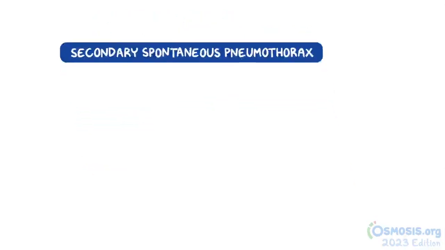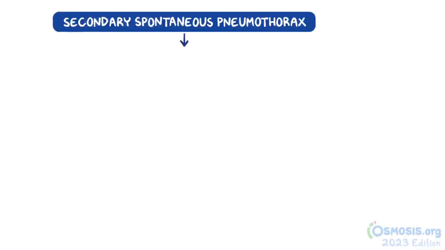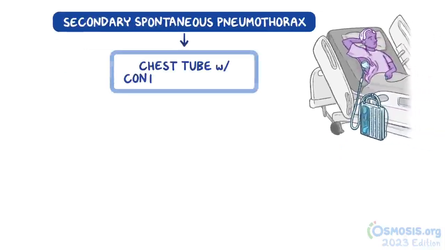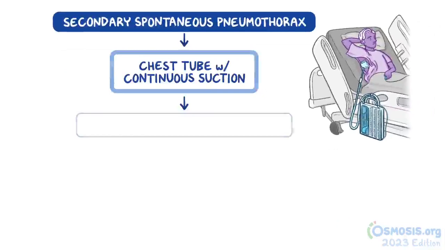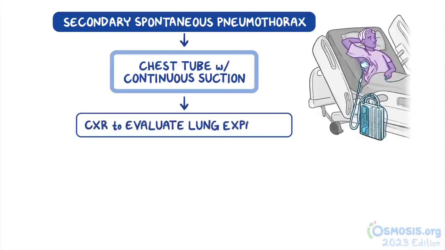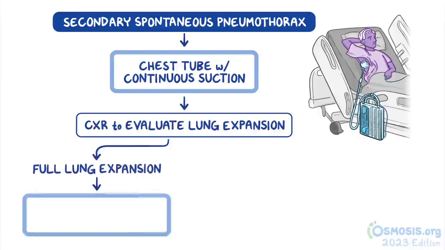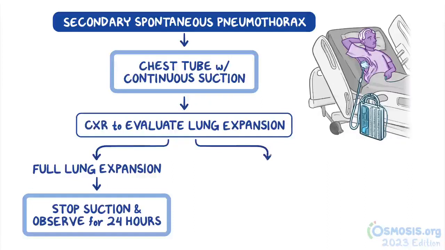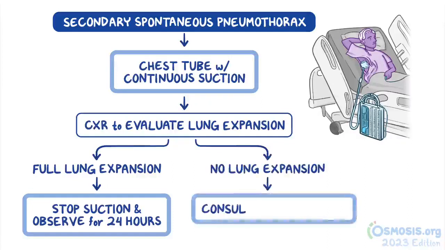Here, you will place a chest tube regardless of symptoms or the size of the pneumothorax and attach the tube to continuous suction, again followed by a repeat chest x-ray to evaluate lung expansion. Just like mentioned previously, if there's full lung expansion, stop the suction and observe your patient for an additional 24 hours, but if the x-ray reveals no lung expansion, then you consult the surgical team.